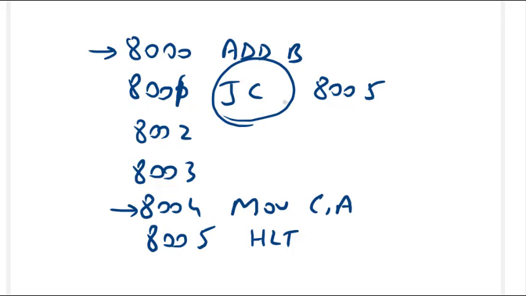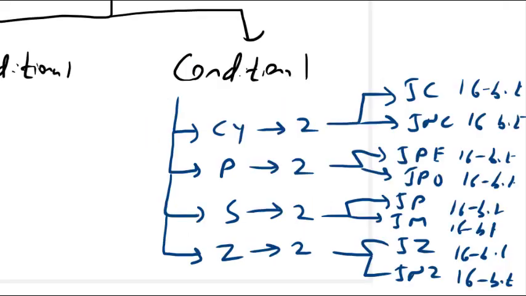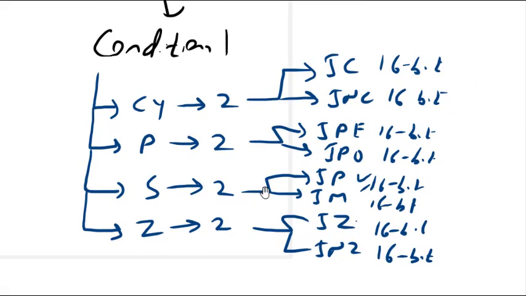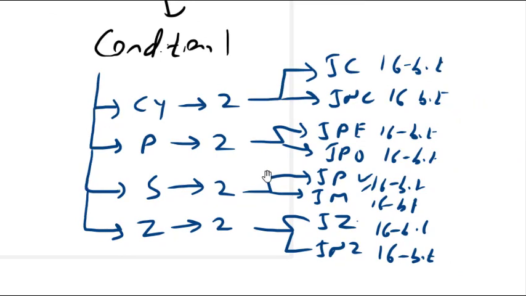The same thing we can understand for all the other conditional jumps. Here we have JPE: if the parity flag is set, we jump on parity even. If the condition is satisfied, it will jump, otherwise it won't jump. Similarly JP and JM are for jump if plus and jump if minus, and then JZ and JNZ. We must know where to use which jump. For that we need good practice with all the programs, so we can understand where to use which jump.